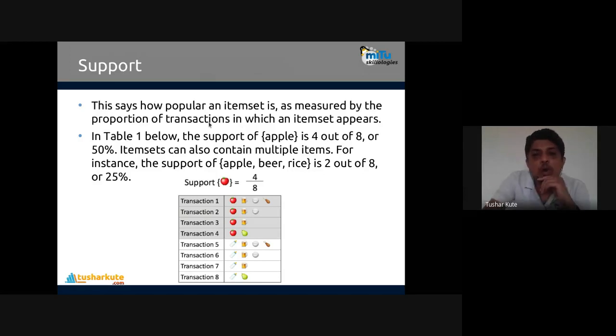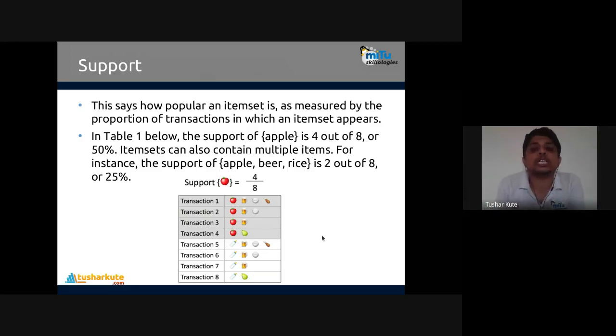Support says how popular an item is, and it is measured by the proportion of transactions in which the item set appears. The popularity of an item is identified with the help of this concept. Okay, the proportion of it. Now, Table 1, which is shown over here, contains this.